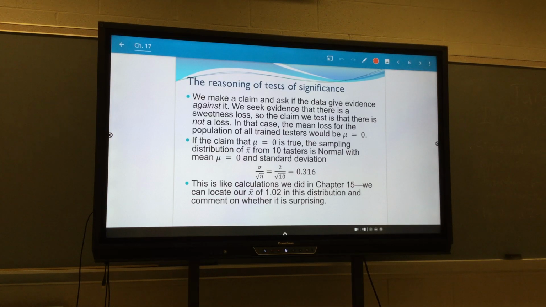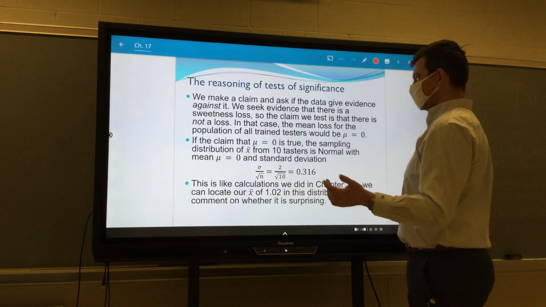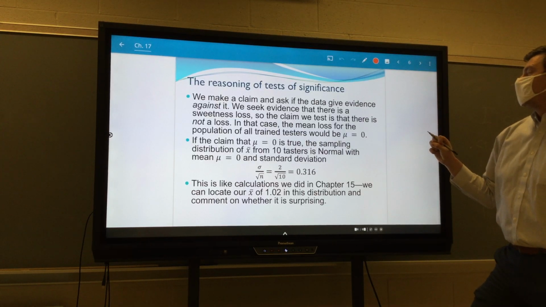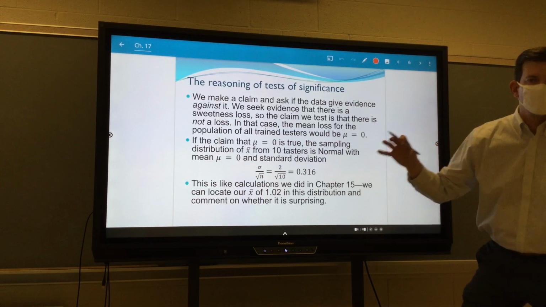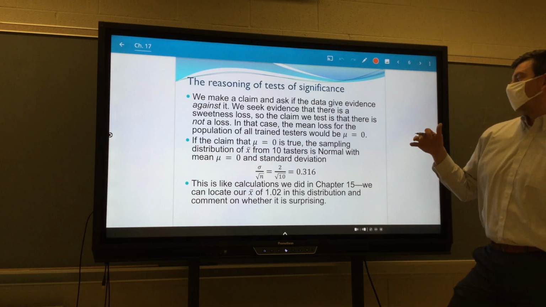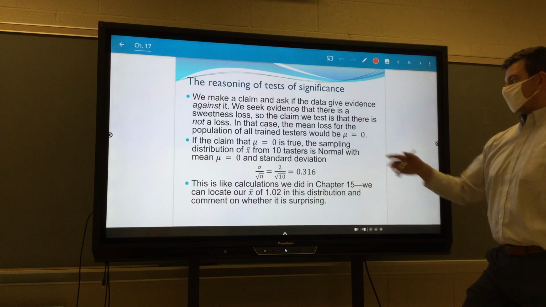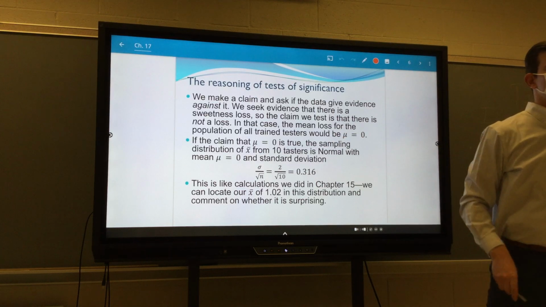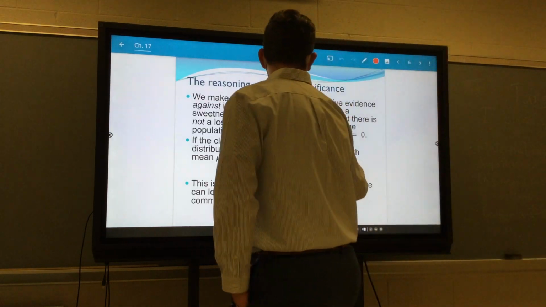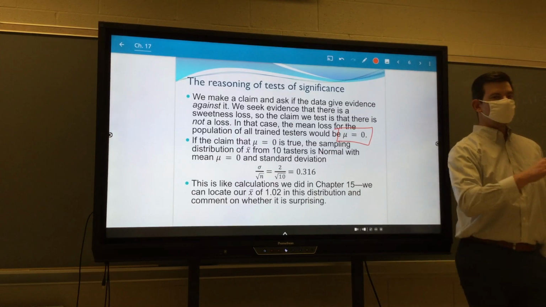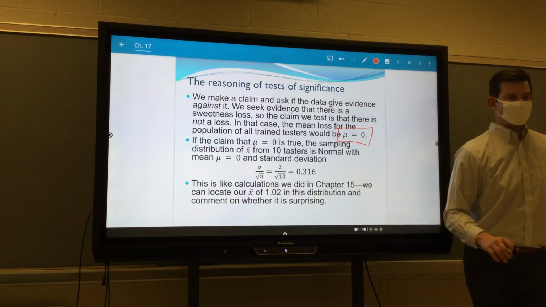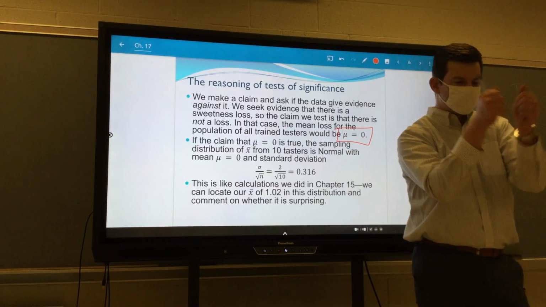Now, we make a claim and we ask if the data give evidence against it. Because we seek evidence that there is in fact a sweetness loss, we are testing the claim that there is not a loss. We need to know what we're going into this with. In this case, the mean loss for the population of all trained testers would be 0. We're going into this with the expectation that there's no change, no difference. There's no loss in sweetness, but there's no gain. Everybody's opinions about it should average out to 0.